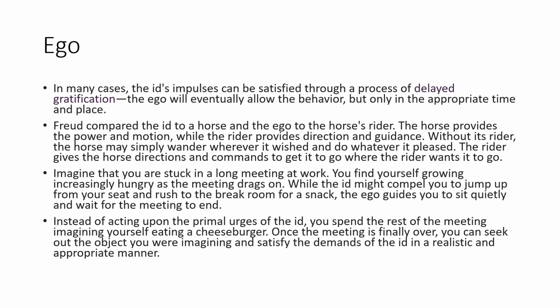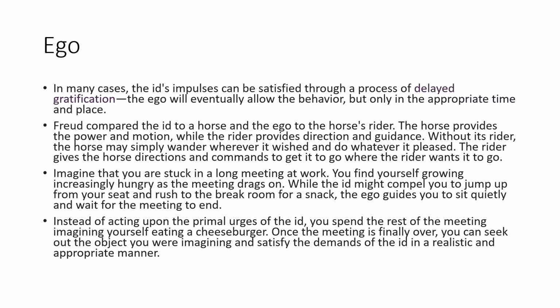Coming to ego, in many cases, its impulses can be satisfied through a process of delayed gratification. The ego will eventually allow the behavior, but only in the appropriate time and place. Freud compared the id to a horse and the ego to the horse rider. The horse provides the power and motion, while the rider provides direction and guidance. Without its rider, the horse may simply wander wherever it wished and do whatever it pleased. The rider gives the horse directions and commands to get it to go where the rider wants it to go.